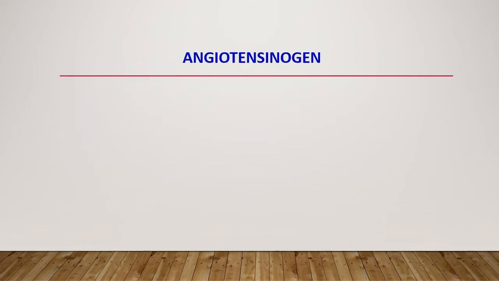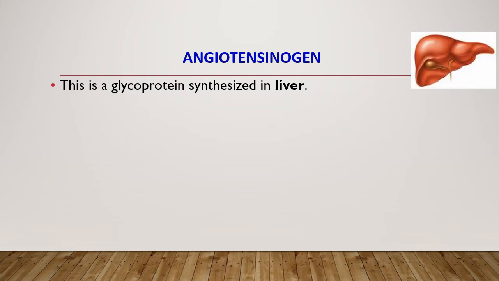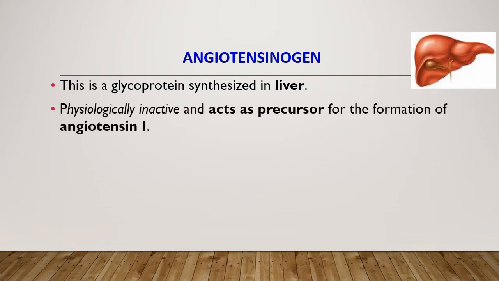Then coming to the angiotensinogen, that is a glycoprotein synthesized in the liver, and when it is secreted it is in a physiologically inactive form. So it is basically acting as a precursor for the formation of angiotensin 1. As I have told, angiotensinogen is the inactive precursor for angiotensin 1. It will be acted upon by the renin to be converted into angiotensin 1.